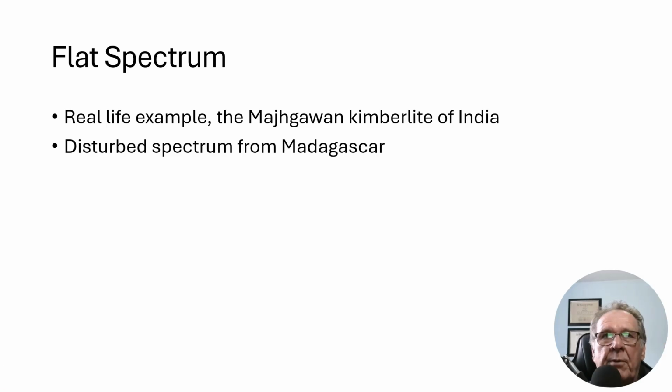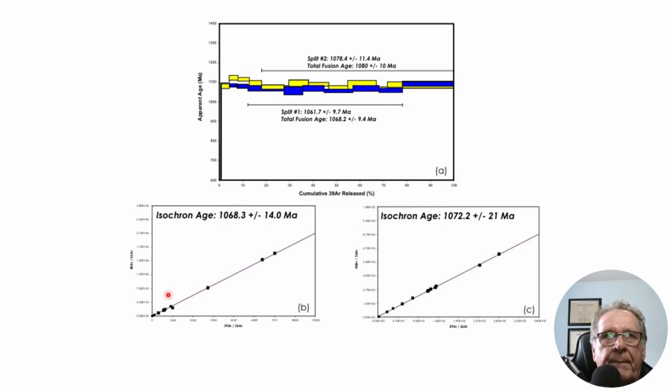Let's look at a real life example from the Majhgawan kimberlite of India, and then we'll look at a disturbed system from Madagascar. So here is an argon-argon age from the Majhgawan kimberlite. And you can see here that we actually date this mineral a number of times. What we want to see is that all of those ages agree all the way across. So we are heating this step by step. And if we get this nice flat spectrum, that tells us that the system has remained closed, that there's no parent or daughter leaving and entering the system. So it's a closed system. This is a good age.